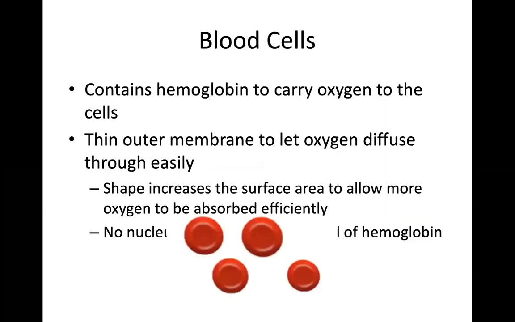We've talked about this word up here before. Okay. What is that? It is a protein. Very good. Okay, so blood cells have hemoglobin, which is what carries oxygen through the blood. So the thin outer membrane is to let oxygen diffuse through easily.